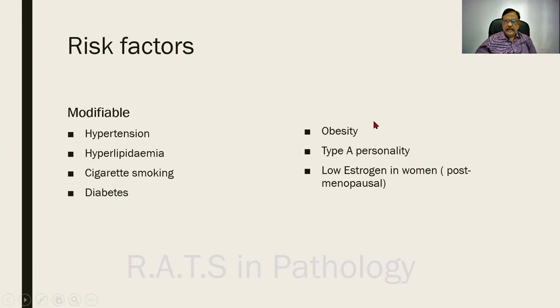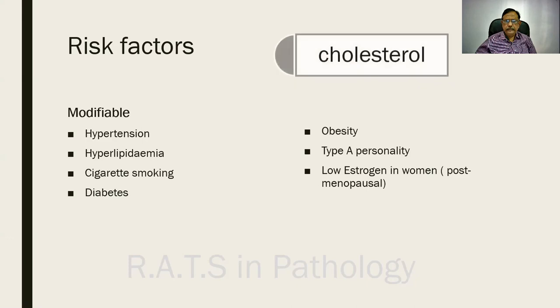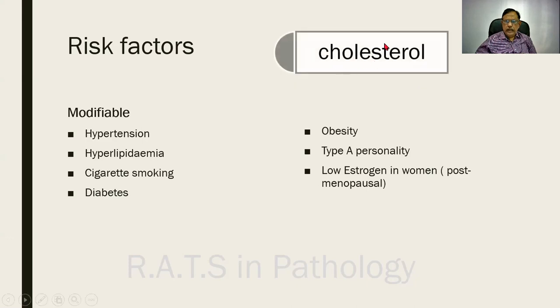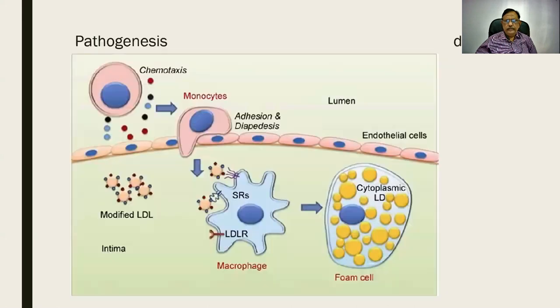There are certain lesser important factors such as obesity, a type A personality, and low estrogen in women. Women usually have a high estrogen in their blood, and this protects them against atherosclerosis. But after menopause, you find the risk increases. And remember, the one thing that will be definitely associated with atherosclerosis is cholesterol. No cholesterol, no atherosclerosis.